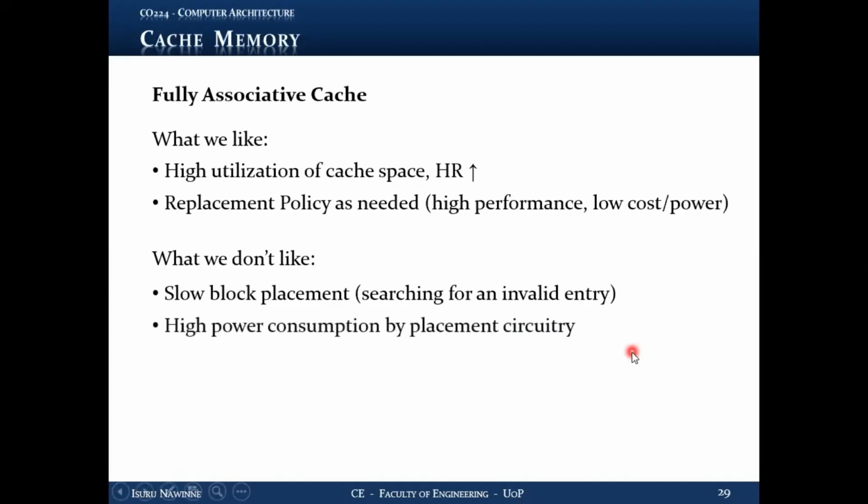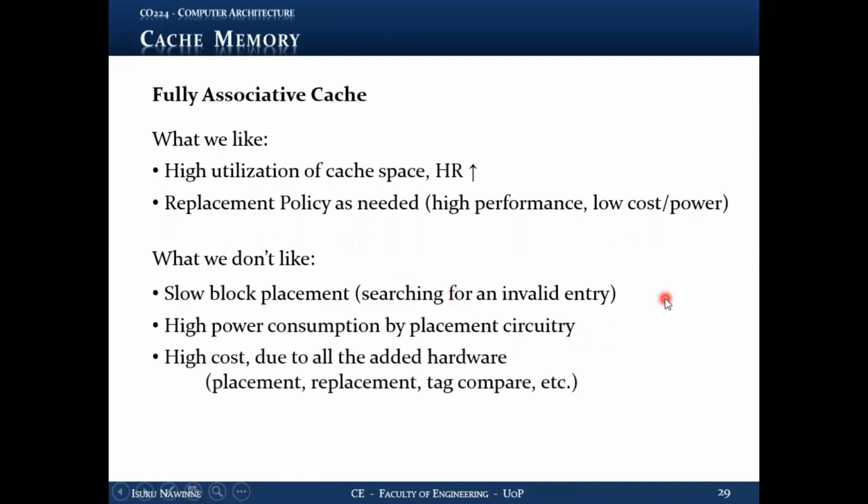Then your power consumption is likely to be higher compared to direct mapped, because displacement circuitry is going to consume more power, right? More hardware is always going to consume more power anyway. So the cost is also going to increase due to all this added hardware, right? You need added hardware for block placement, added hardware for block replacement, right? Replacement policy to support that.